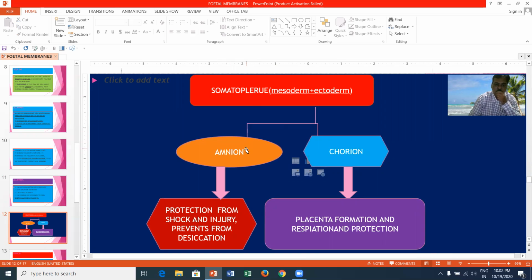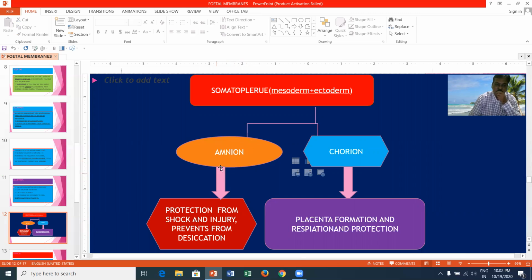The amnion surrounds the embryo. It is a watery fluid. It acts as an artificial swimming pool for the growing baby. It gives protection from shock and injury, prevents desiccation, and gives a cushion-like structure for the growing baby.